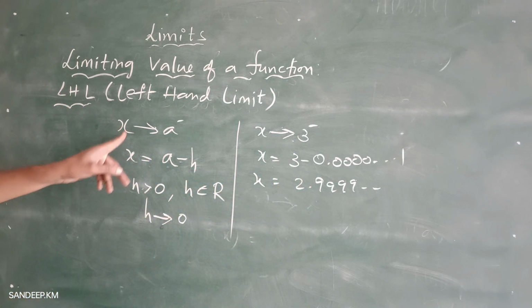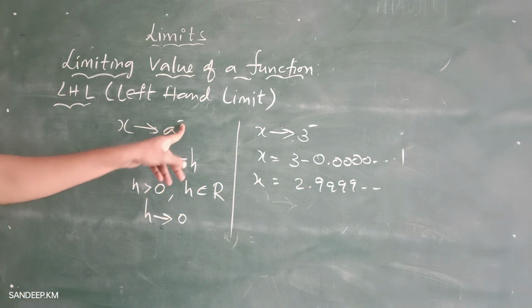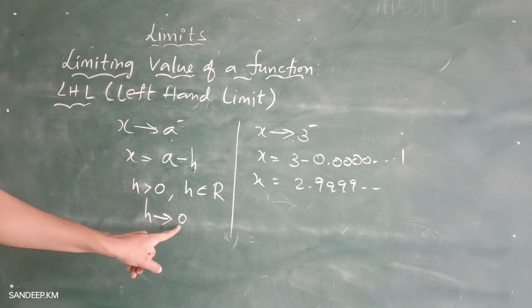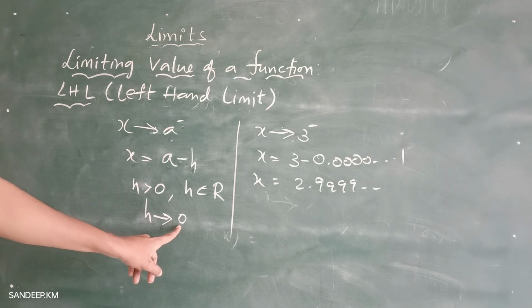So when x is approaching a from the left side, it means that x is equal to a minus h, where h is a positive real number and at the same time h is approaching 0. Now we will see.